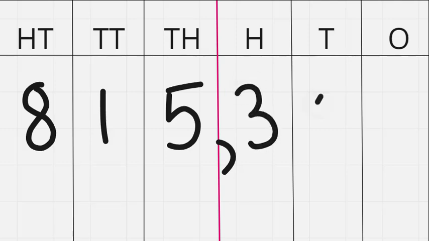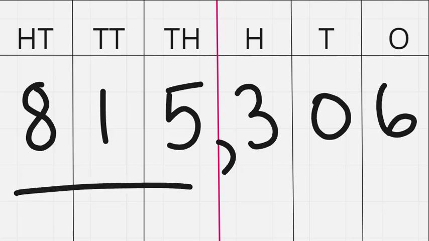306. Be sure to check your work and we'll read it together. 815,306. Well done. In this lesson, we practiced using a place value chart up to the 100,000s place value.